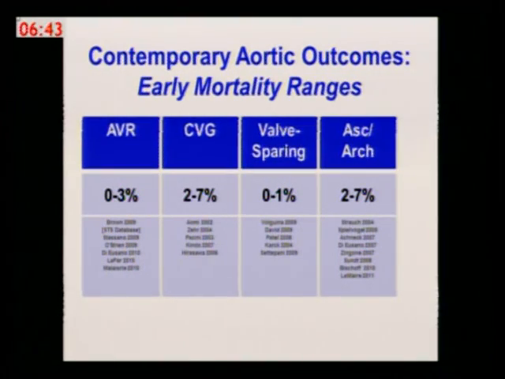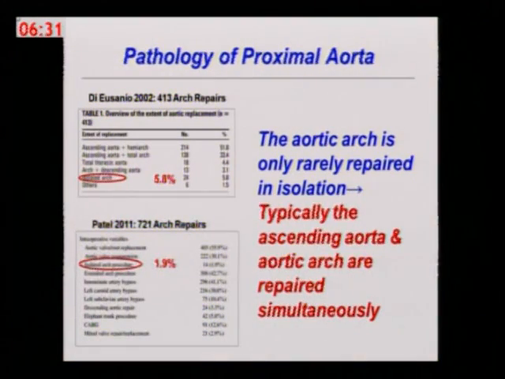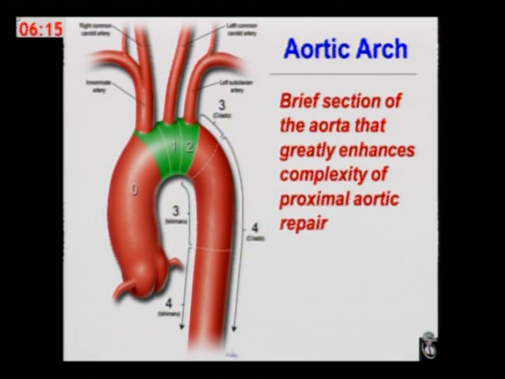And so what are the results of that sort of thing? Recently, aortic valve replacement, less than 3% mortality, composite valve graft replacement, 2 to 7%, aortic valve sparing, 1% frequently less, and even arch replacements are less than 7%. I think it's also worth pointing out that it's fairly rare to see arch pathology alone, when we see it in aggregate with the total aorta, without some pathology of the proximal aorta.